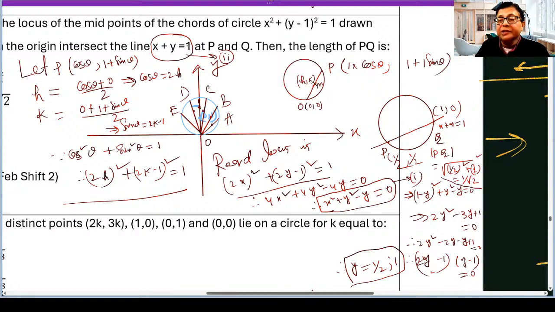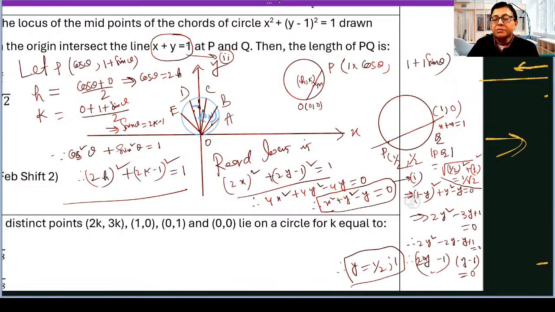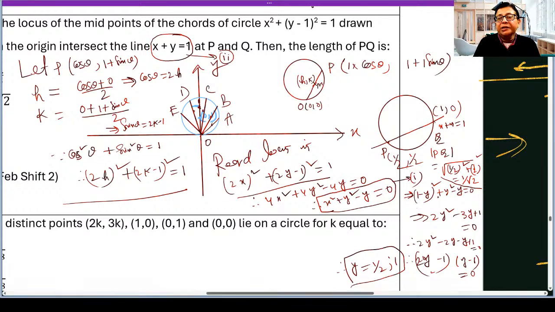Check whether any option is there with 1 by root 2. Sir, 1 root is the radius of circle. Radius I need not find. I got the point of intersection, P and Q. That's enough. They have asked to find PQ. Okay, PQ I found.